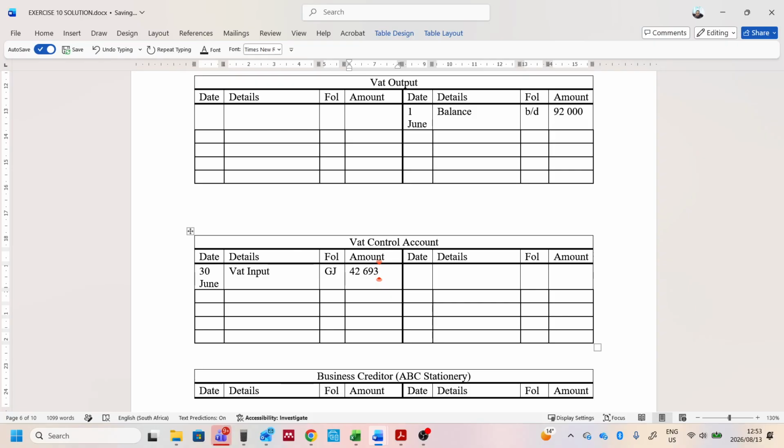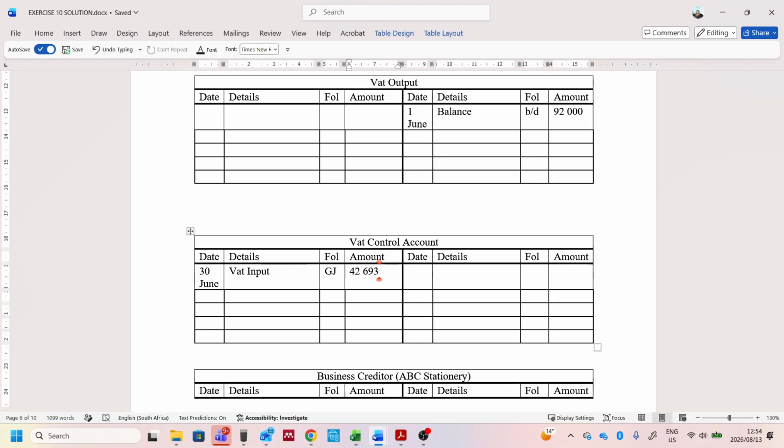So we're going to have VAT input on the debit side, VAT output on the credit side of your VAT control account. After that, we're going to say which one is the bigger side. If the credit side is the bigger side, the balance to be carried down will be on the debit side. If the debit side is the bigger side, the balance brought forward will be on the credit side. So you will have VAT payable if it's on the credit side.